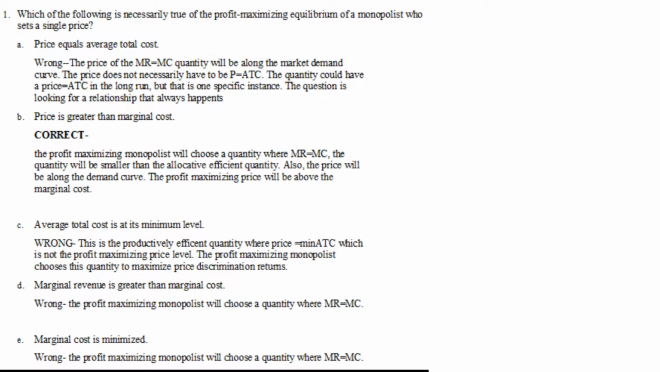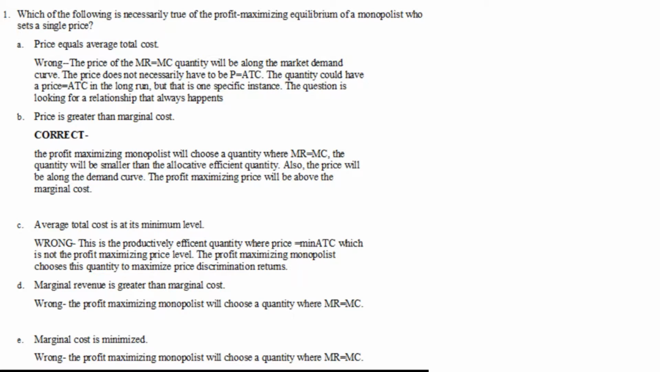The quantity will be smaller than the allocatively efficient quantity, meaning where supply equals demand. Also, the price will be along the demand curve. The profit maximizing price will be above the marginal cost.